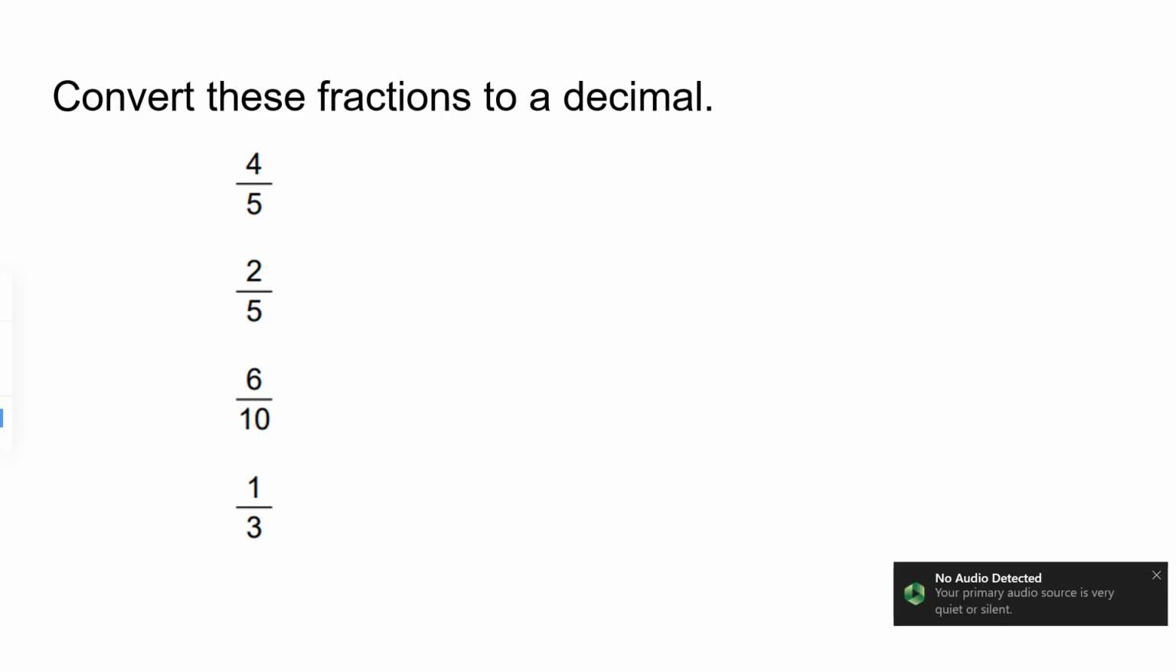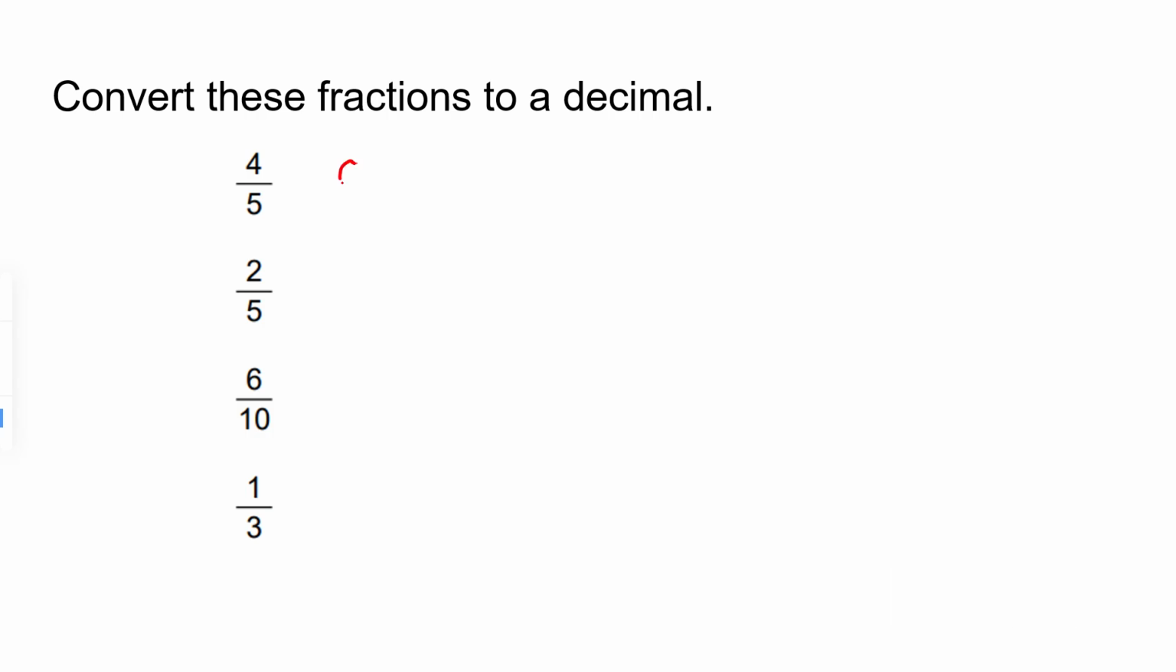All right, so 4/5 is just 4 divided by 5. We have 0.8. 2/5, 2 divided by 5. We have 0.4. 6/10, 6 divided by 10 is 0.6. 1/3, 1 divided by 3 is 0.333, and that just goes on.